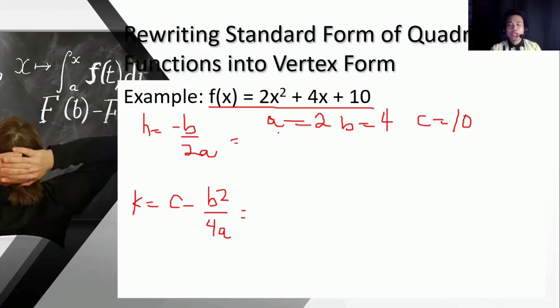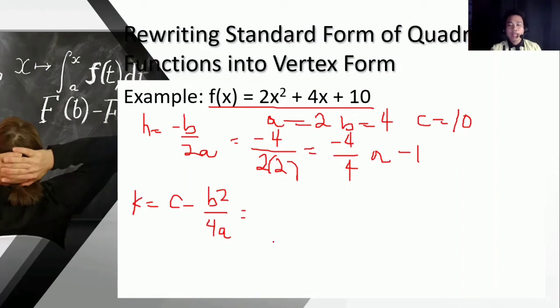Then, substitute the given values of a, b, and c to the given formulas for h and k. So we have negative b. The value of b is 4, so negative 4 over the constant 2 times the value of a, which is 2. Then, negative 4 over, perform 2 times 2, we have 4. Then simplify, our answer is negative 1. So h is equal to negative 1.